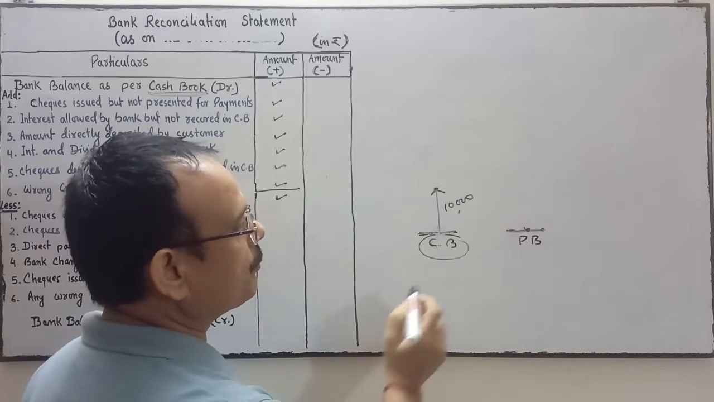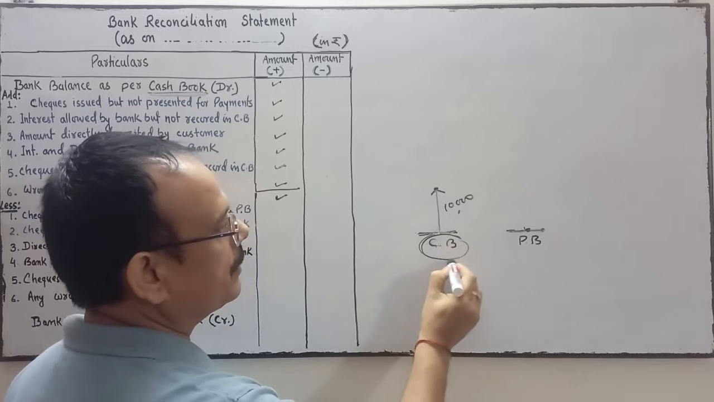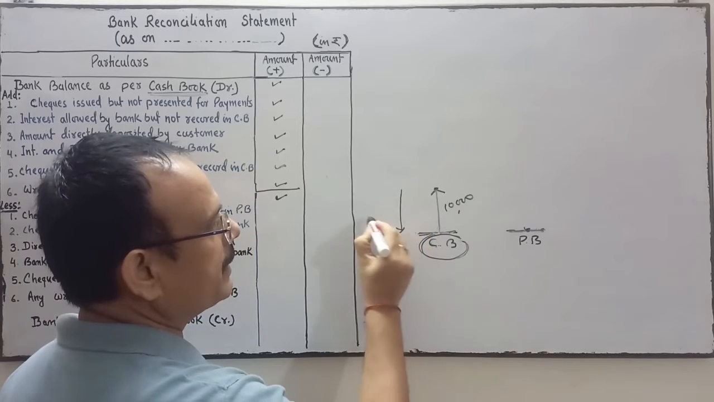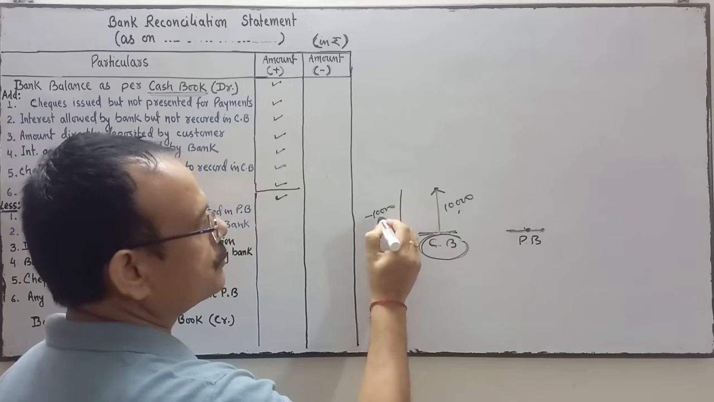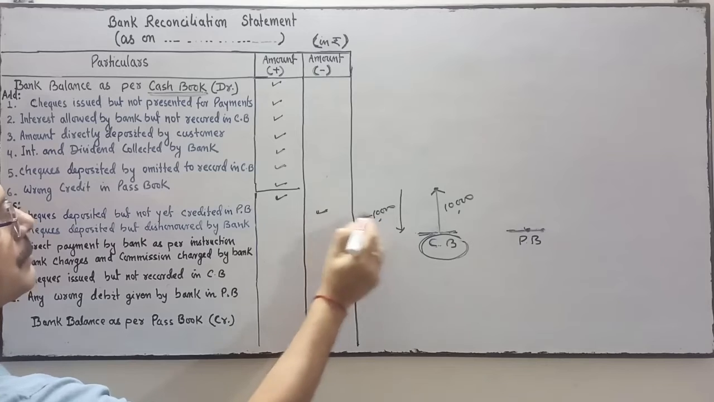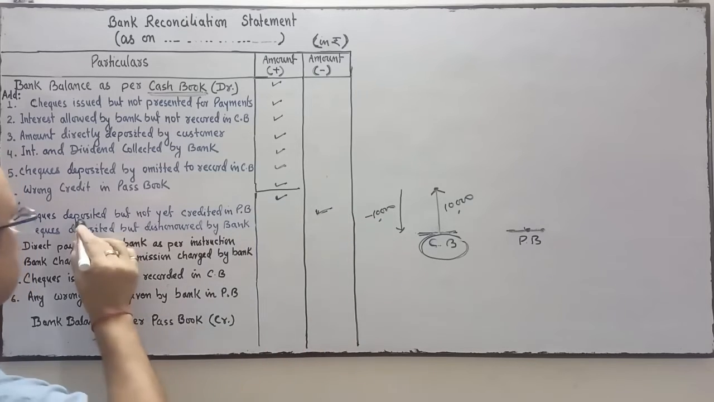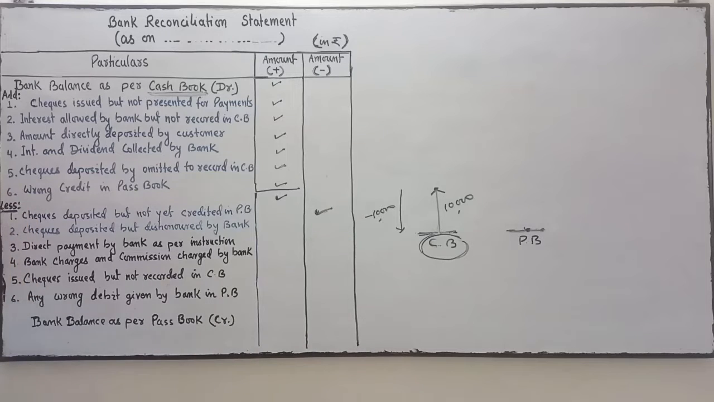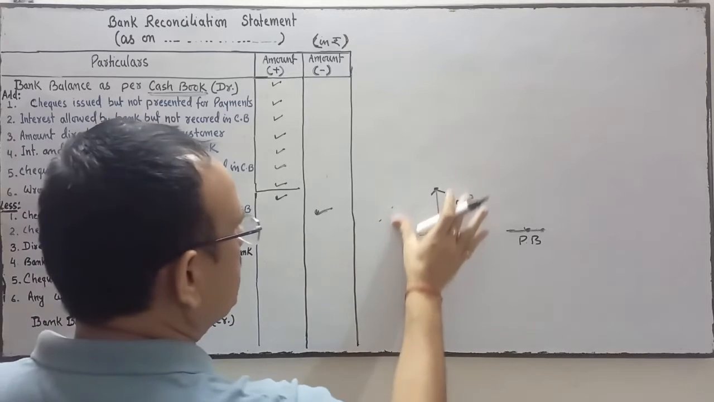To make the balance equal, we will use this side. What will we do? We will deduct 10,000. So we will write the 10,000 in the minus column. Okay. Now see the next reason.